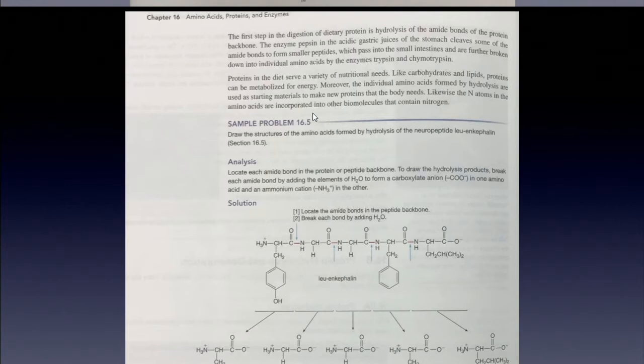Nitrogen's a common biological element. Okay, draw the structures. Here's a sample problem, and then there's two of yours to do. Draw structures of amino acids formed by the hydrolysis of the neuropeptide leuenkephalin. You remember enkephalins? Those are the painkillers.